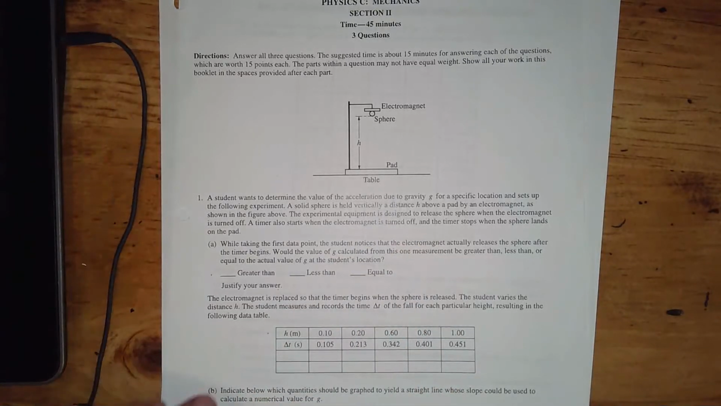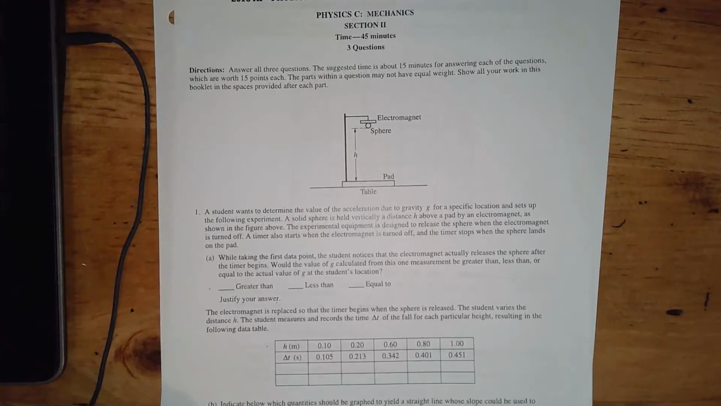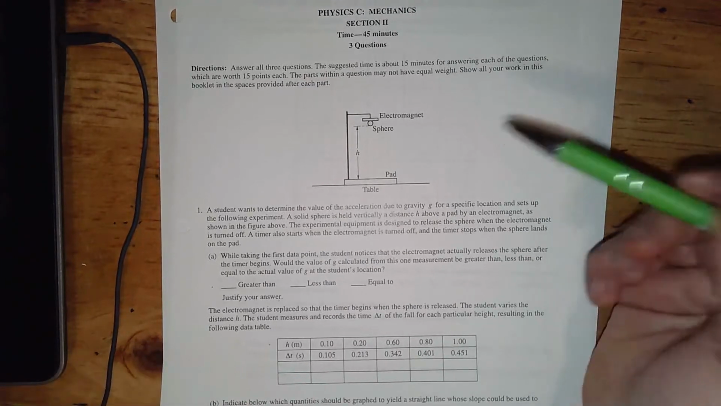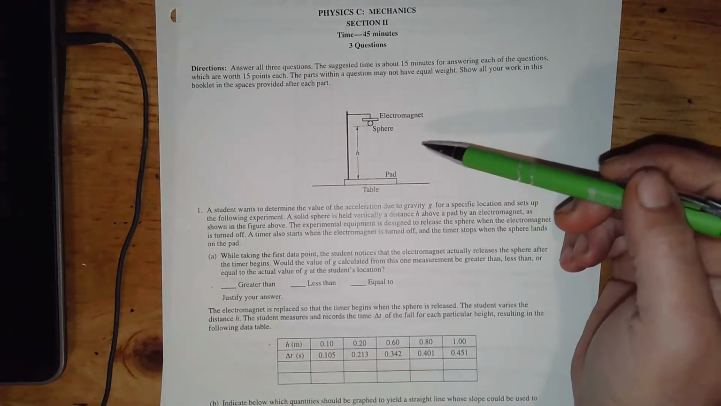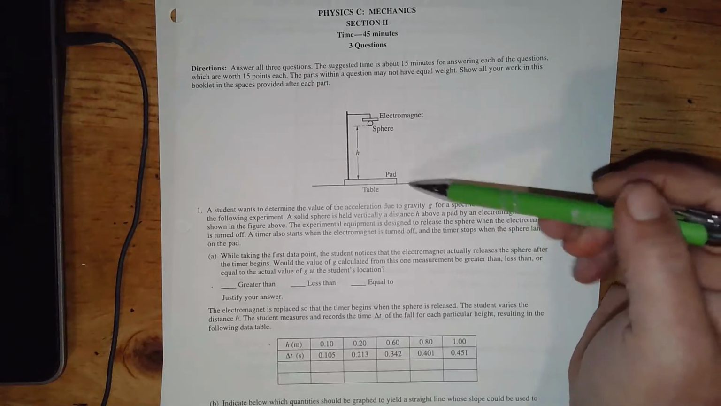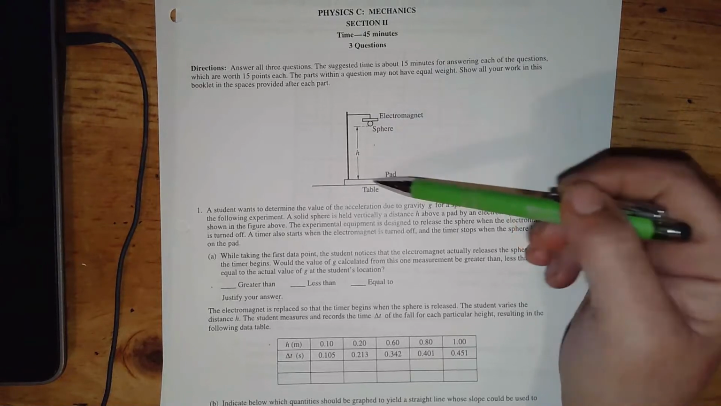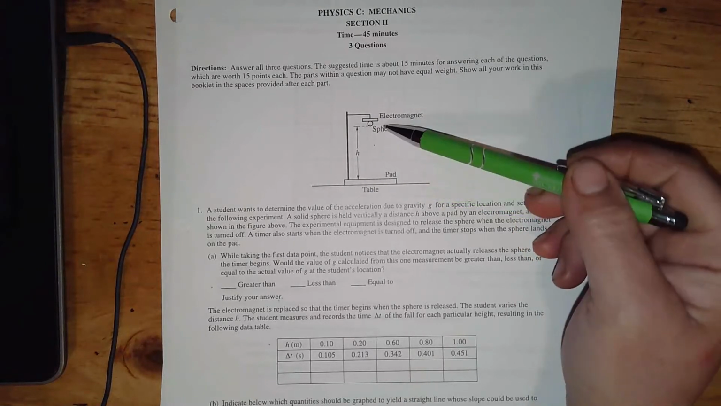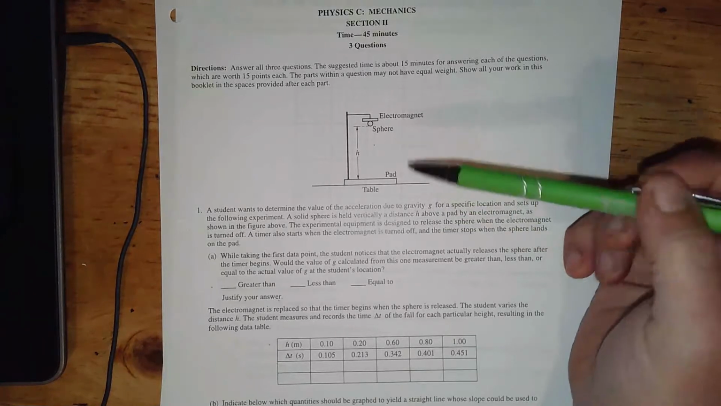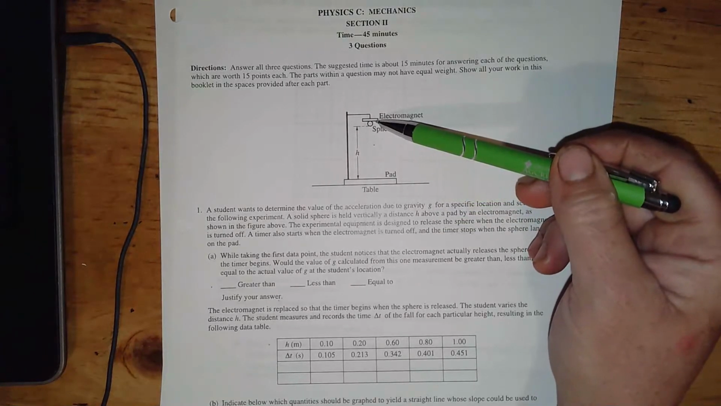Okay, this is 2018, number 1. And so if we read this, a student wants to determine the value of acceleration due to gravity for a specific location, sets up the following experiment. A solid sphere is held vertically a distance h above a pad and by an electromagnet as shown above. The experimental equipment is designed to release the sphere when the electromagnet is turned off.